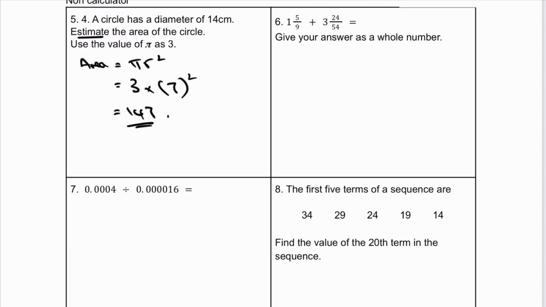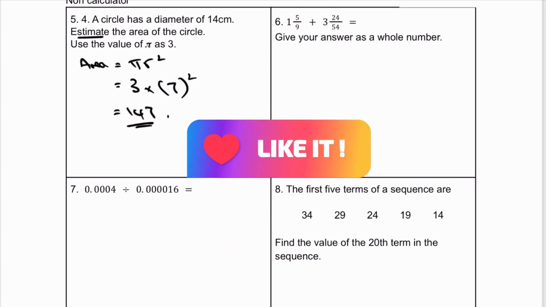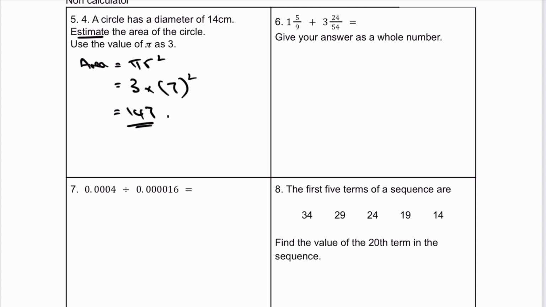Let's move on to the next one, number 6. Give your answer as a whole number. Well, in order to make two mixed numbers add to each other, we need to make sure the denominator is the same. So the first one I'm going to write as 1 and 30 over 54, and the second one I'm going to leave as it is, 24 over 54. And when I add the 1 and the 3 together, I'm going to get 4. When I add the fractions, I get 54 over 54, so my total value as a whole number will be 5. Okay, hopefully that's all right.